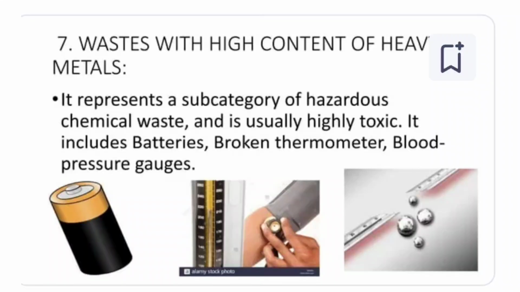And waste with high content of heavy metals. So heavy metals like lead, arsenic, all these are heavy metals. It represents a subcategory of hazardous chemical waste and is usually highly toxic, for example batteries, broken thermometers, in that mercury, which is very toxic. That's why when we are using an oral thermometer also, we will tell the patient not to bite the thing, because this mercury is injurious. Okay, next, blood pressure gauges.